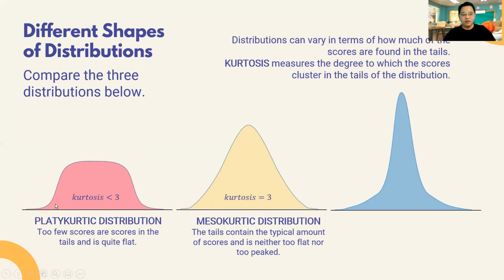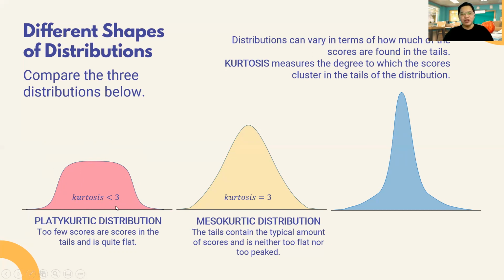On the other hand, if there are only quite a few scores in the tails, and the peak of the distribution seems to be flat, and I wanted to take note of that, flat, because that's going to help you remember the terms that we use to distinguish the different types of distributions based on kurtosis. If the peak is flat, we call the distribution platykurtic. And this happens when the kurtosis is less than 3.